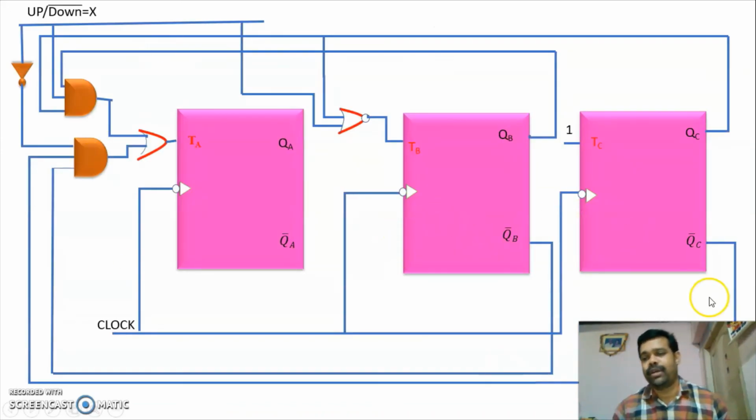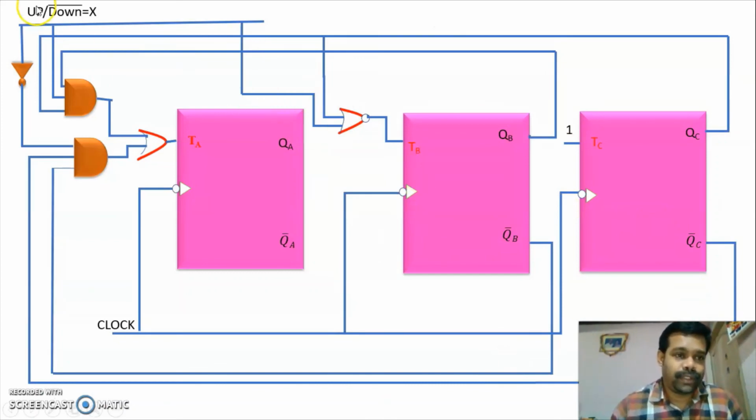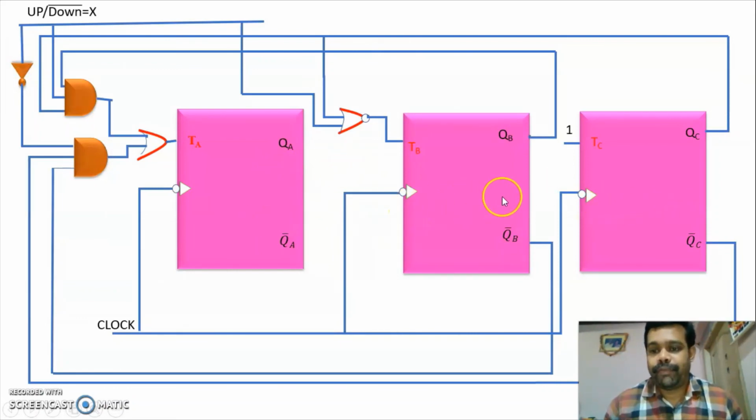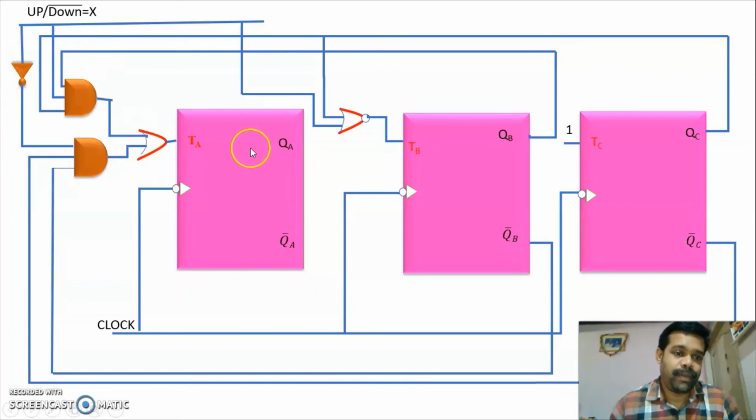This is the implementation of the up-down counter. So this is a control input, up/down bar X. So this is X bar, and we are giving it. Here we use three T flip-flops and give the inputs TA. We have the expression for TA, which we give from the expression we are implementing.